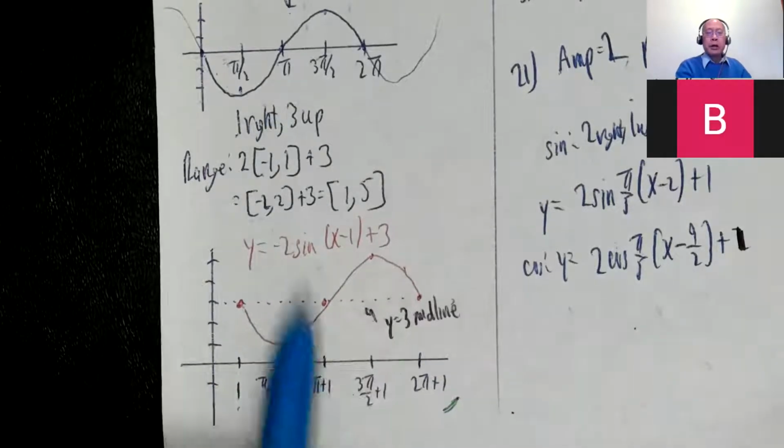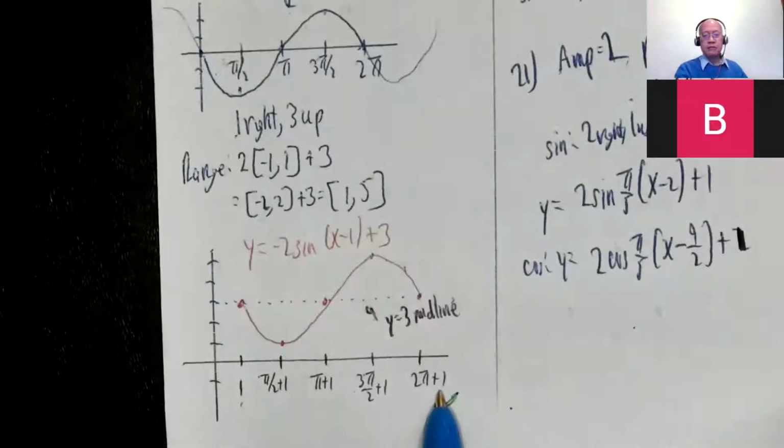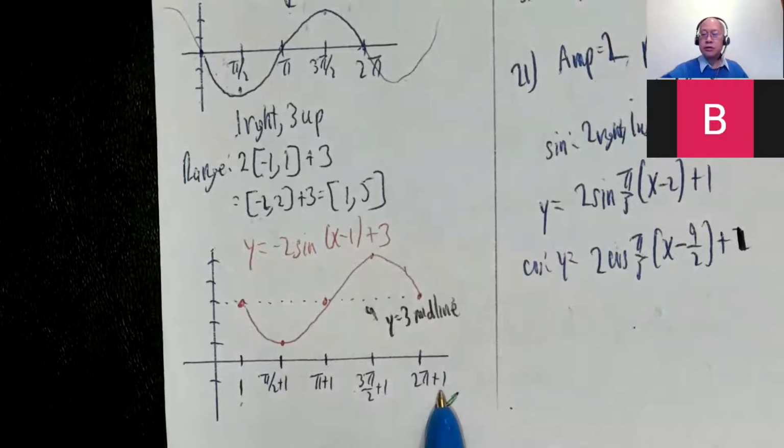Pi plus 1, 3 pi over 2 plus 1, 2 pi plus 1. Very clumsy. That's the best I can do. Yeah, you can get a decimal approximation if you want to. I don't want to. I don't think you want to either. So there we go.